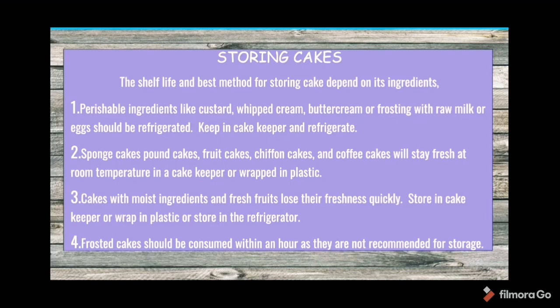Second, sponge cakes, pound cakes, fruit cakes, chiffon cakes, and coffee cakes will stay fresh at room temperature in a cake keeper or wrapped in plastic. It should be well wrapped or else insects will attack it before humans do. Right? Number 3. Cakes with moist ingredients and fresh fruits lose their freshness quickly. Store in a cake keeper, wrap in plastic, or store in the refrigerator. Again, refrigerator for moist ingredients and fresh fruits.